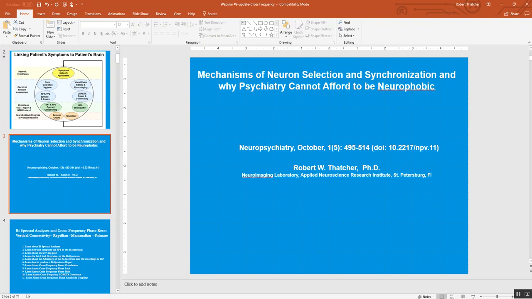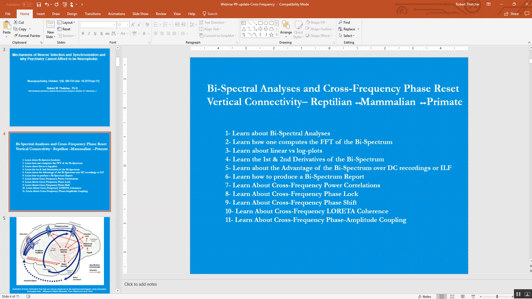And this is emphasized in this paper that I published a number of years back now. I guess it's 2015, on the mechanisms of neuron selection. And it's in the Psychiatry Journal, in which the cross-frequency coupling was emphasized. Now, what we're going to deal with today is two categories of cross-frequency coupling. One will be what's called the bispectral analyses, and the other is the cross-frequency analyses. Both of them are involved in the vertical connectivity from a reptilian to mammalian to primate brain.